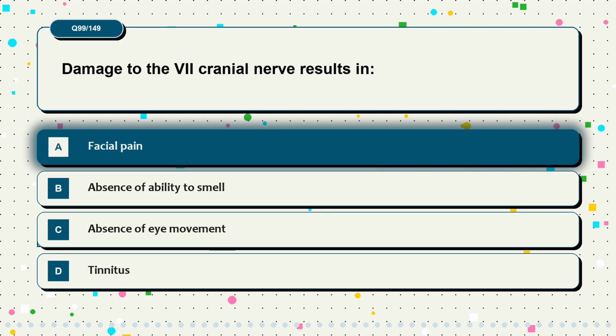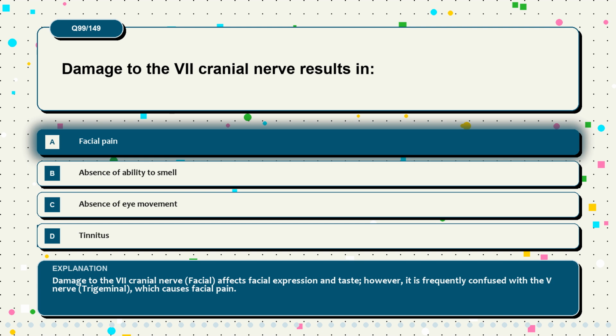The correct answer is option A. Facial pain. Damage to the Roman 7 cranial nerve facial affects facial expression and taste. However, it is frequently confused with the V nerve trigeminal, which causes facial pain.